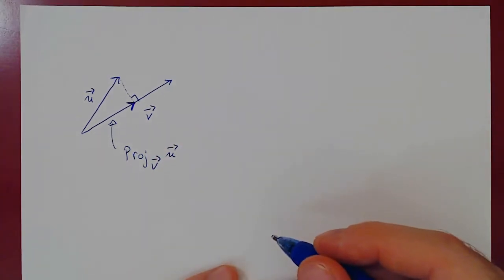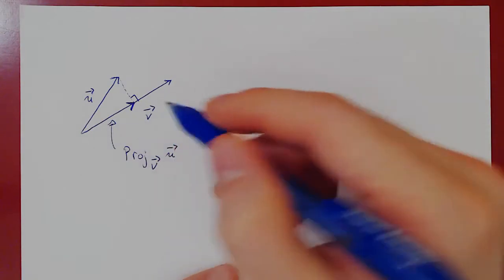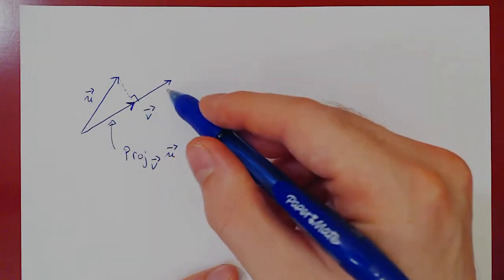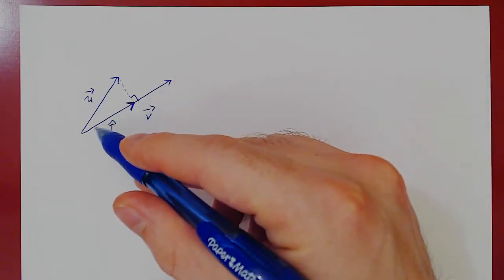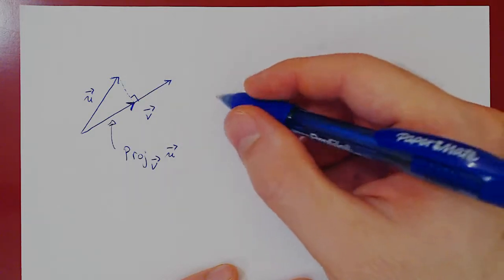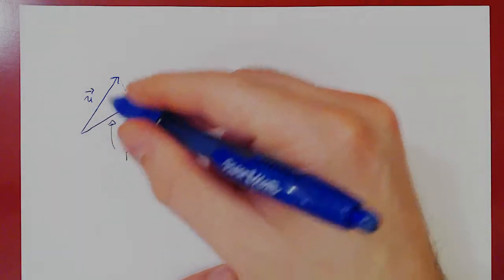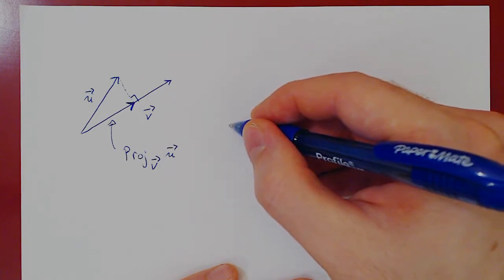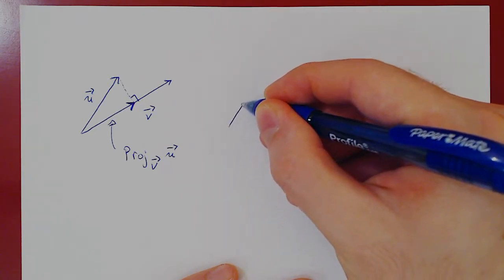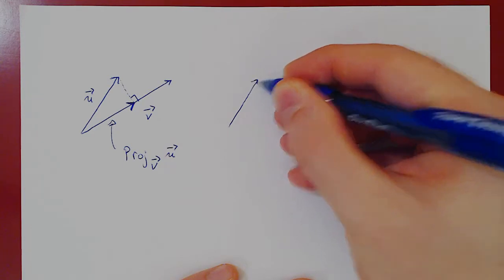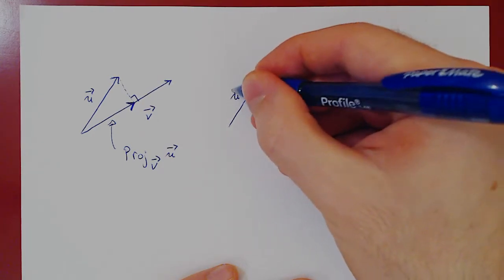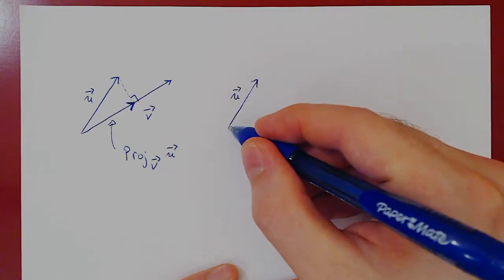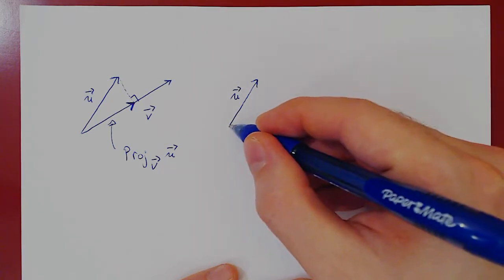Now what if the vector v was much shorter but still in the same direction? Let me try and reproduce the picture, keeping u as close to the original picture as possible. This is vector u. And let's draw vector v almost parallel, but shorter now.